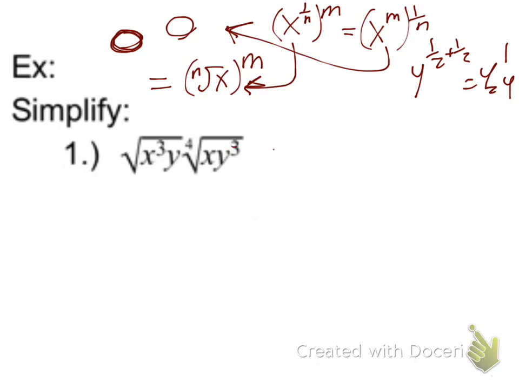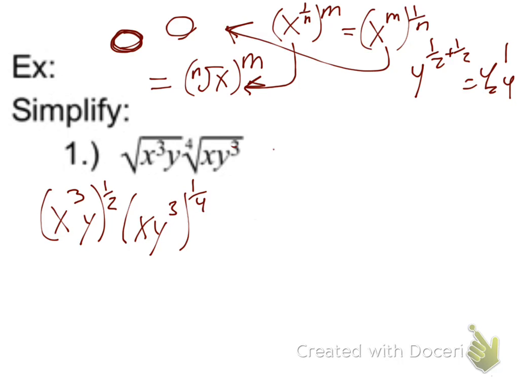So the first move you have to do is switch everything to exponential form, which means you're going to have x to the 3rd y all to the 1/2 power, because the square root is the same thing as taking the 1/2 power. I then will have xy cubed to the 1/4 power.